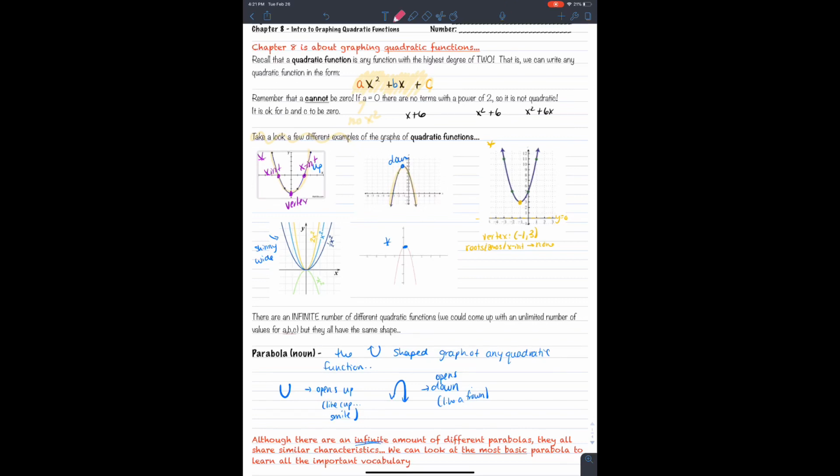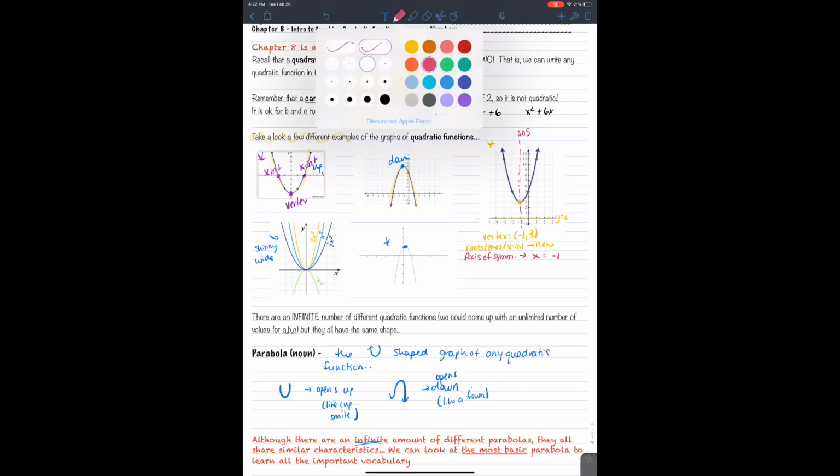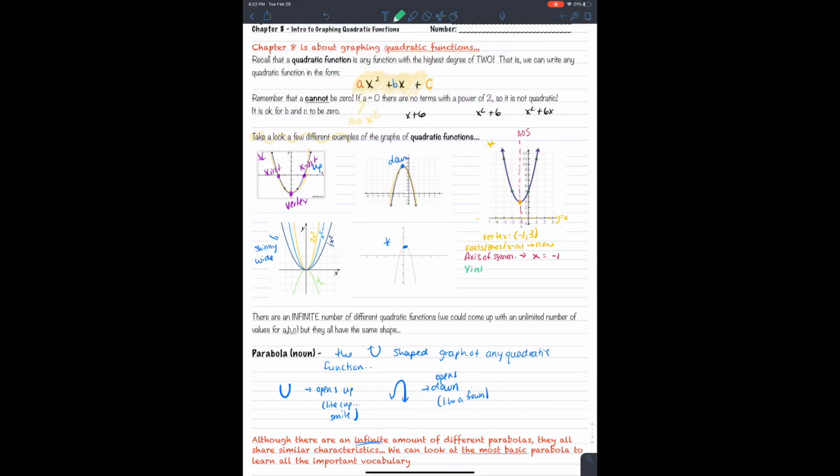Now, I kind of went out of order. The axis of symmetry: what line would I draw through this parabola to make an even figure on each side? Well, I'd put it right here. I'm going to label that AOS. So the axis of symmetry is this vertical line, which is always an x equals line. And what is the x-coordinate on this line? Well, that x-coordinate is -1. The y-intercept of this graph is where the parabola crosses the y-axis, which is right there. So that point is (0, 5).